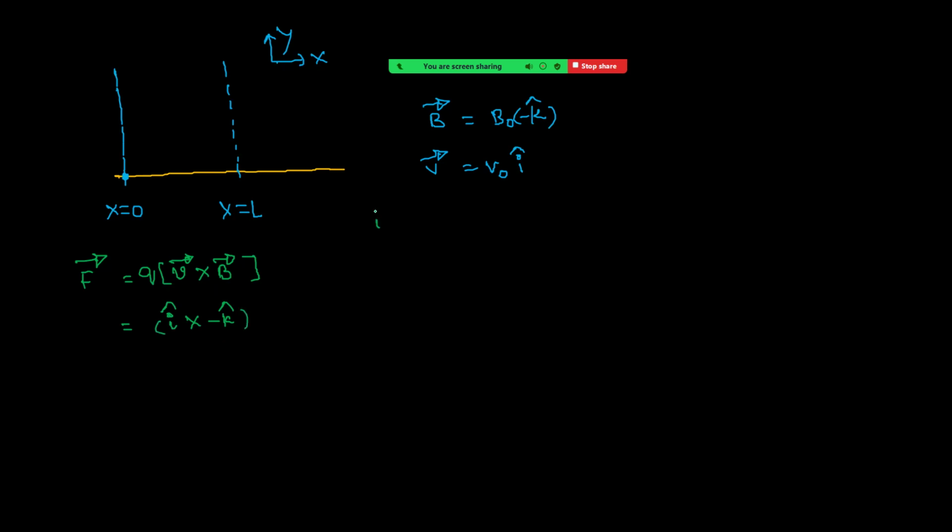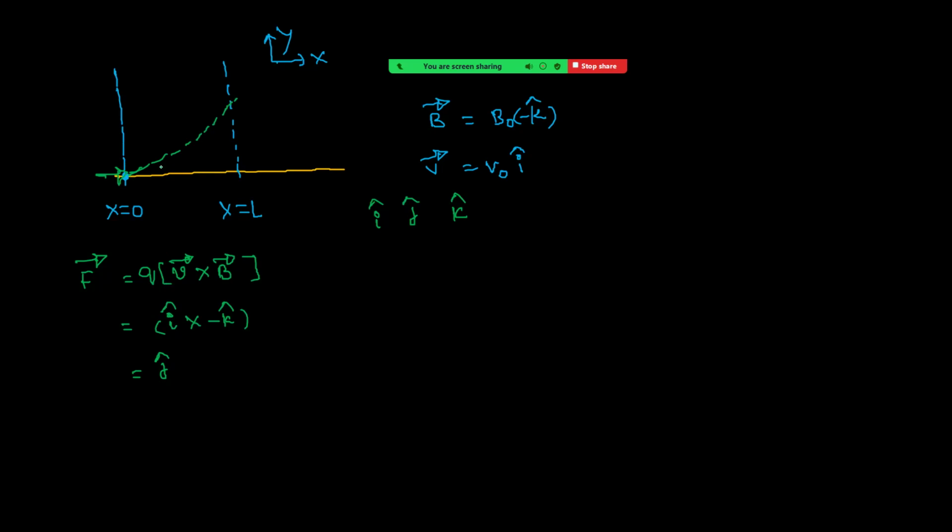So you are knowing that i cap, j cap, k cap. k cap cross i cap, that is j cap. i cap cross k cap, that is minus j cap, and minus of minus plus. It is now j cap. So direction of force, it is along positive y-axis. That means if it enters here, it follows now path like this. It is now circular path.